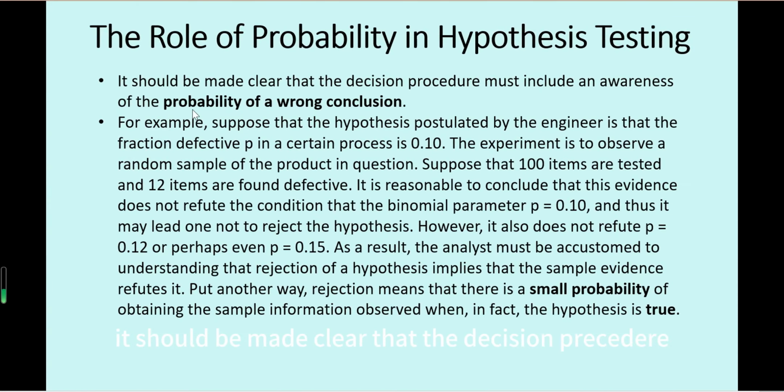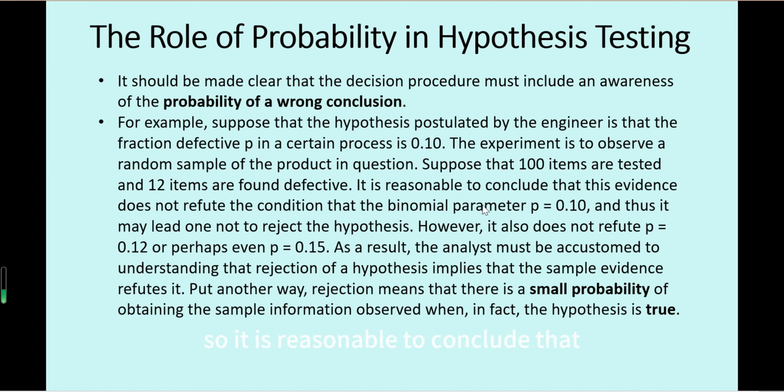And it should be made clear that the decision procedure may include an awareness of the probability of a wrong conclusion. So suppose that the hypothesis postulated by the engineer is that the fraction defective p, the proportion, in a certain process is 10%. And the experiment is to observe a random sample of the product in question. Suppose that 100 items are tested and 12 items are found defective.